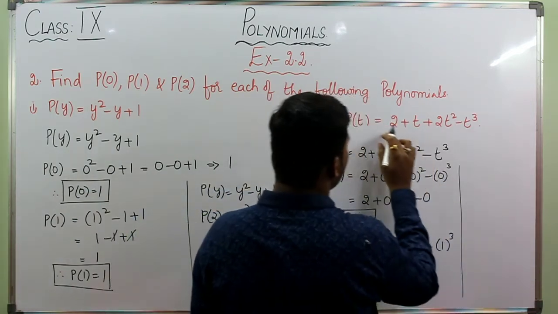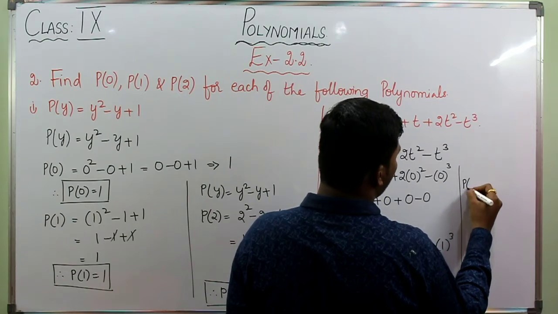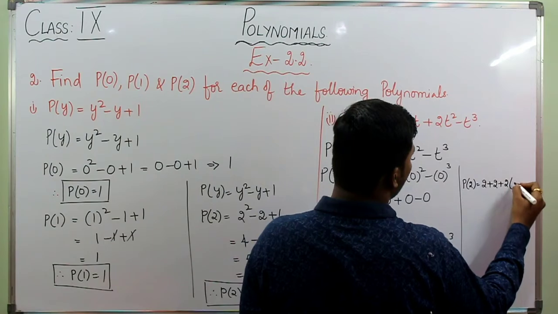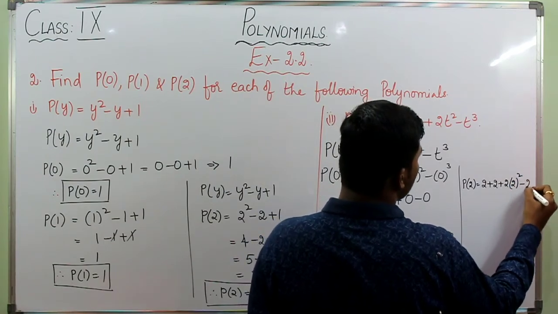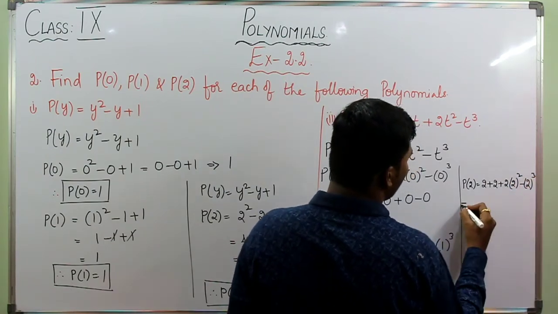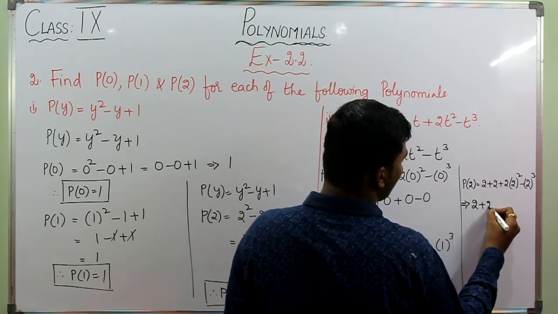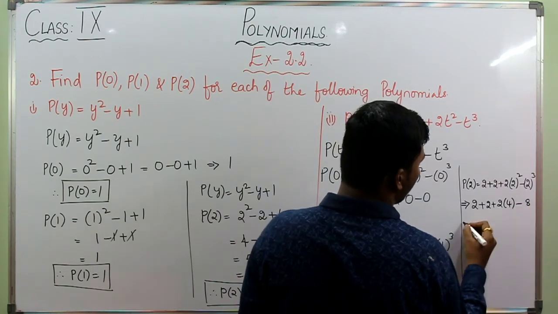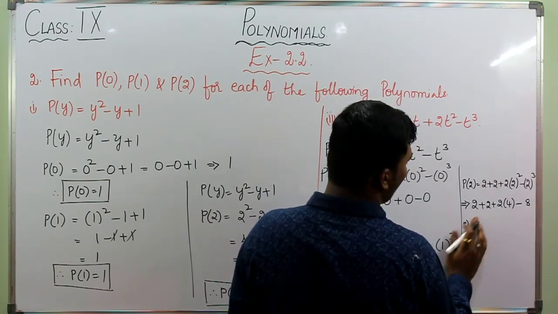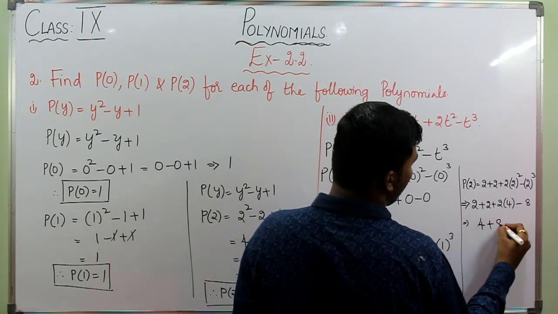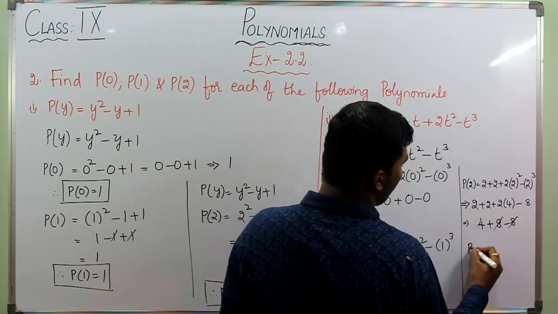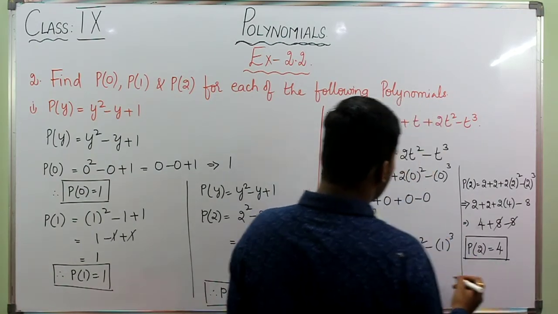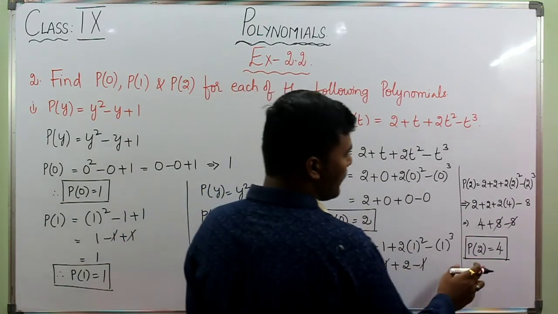Now the next one, that is p of 2. That is p of 2 is equal to 2 plus 2 plus 2 into 2 square minus 2 cube. Okay, this implies 2 plus 2 plus, 2 square is 4, minus 2 cube is 8. So this implies 2 plus 2 is 4 plus 8 minus 8 gets cancelled. So therefore you are left with p of 2 is equal to only 4. So this is how we find p of 0, p of 1 and p of 2 values.